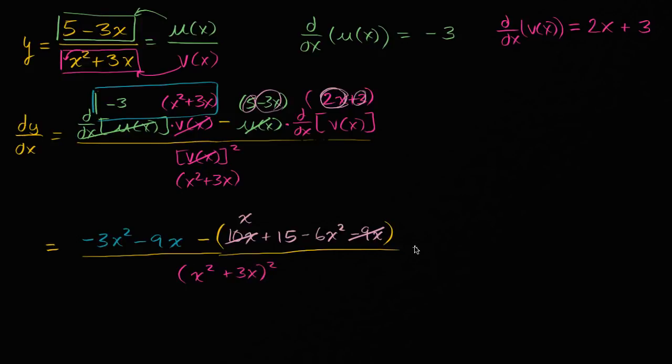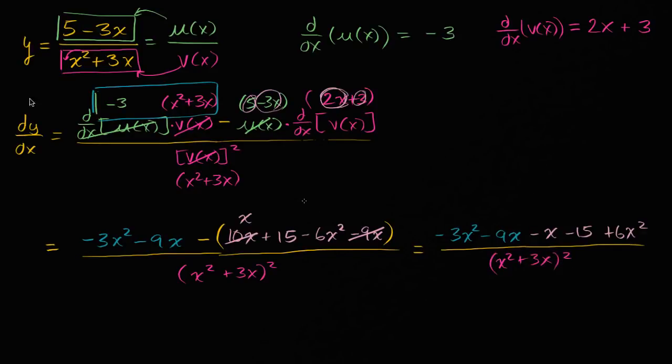And so let's attempt to simplify this a little bit. There's going to be negative 3x squared minus 9x. And then you're going to have a negative, minus x, and then minus 15, and then minus negative 6x squared, so plus 6x squared, all of that over (x squared plus 3x) squared. I should say it that way.